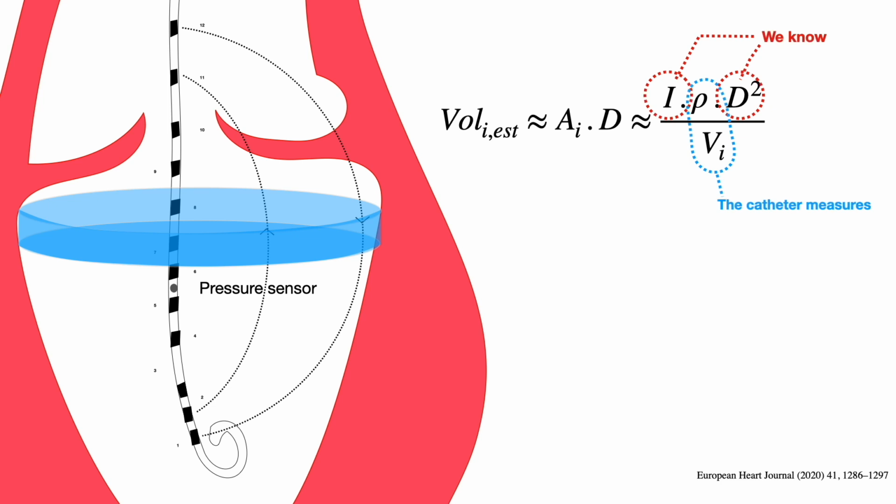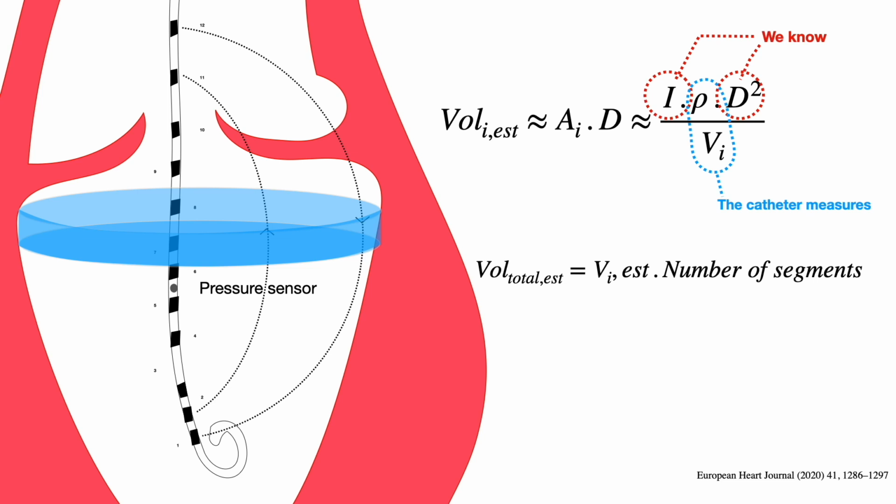We already know how much current has been generated and the distance between two adjacent electrodes. This is what the catheter measures: the resistance of the blood and the voltage drop across the two electrodes. The resistance of the blood is eventually estimated by the volumetric calibration of the catheter. This is what the computer derives. Now the total volume of the LV cavity is the segmental volume times the number of segments.